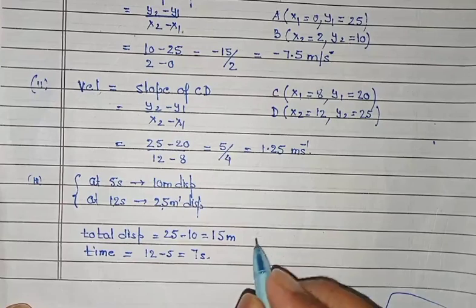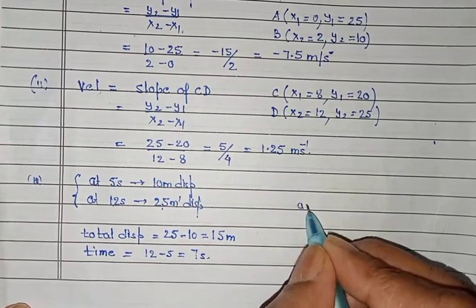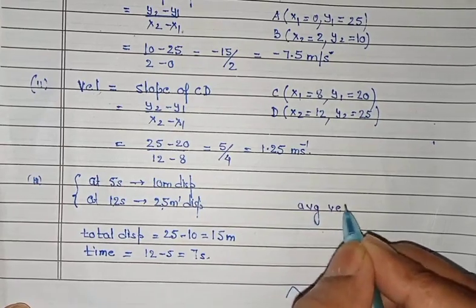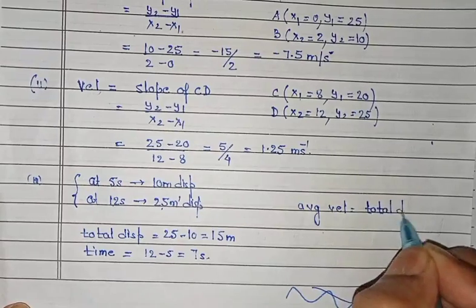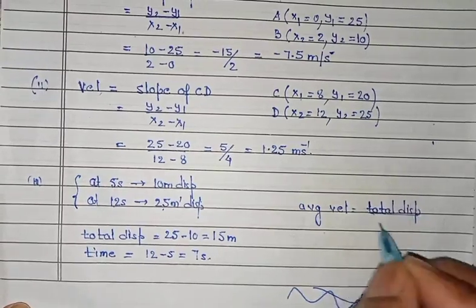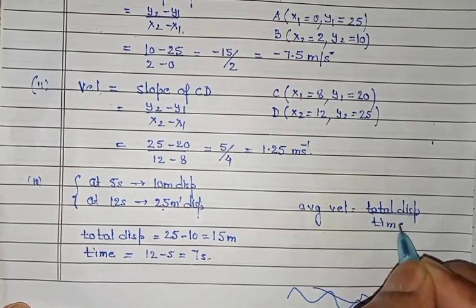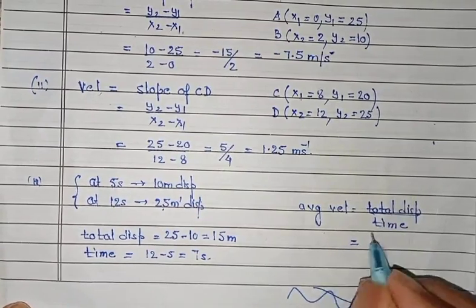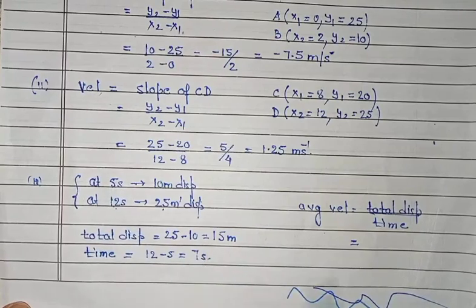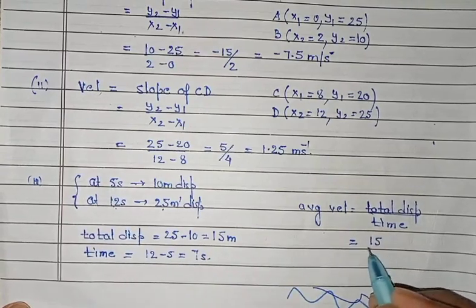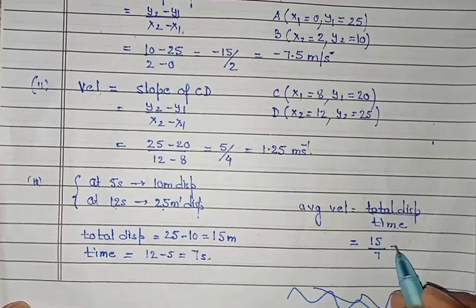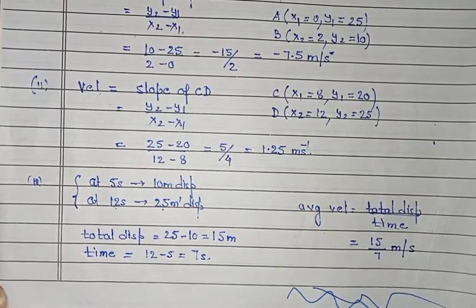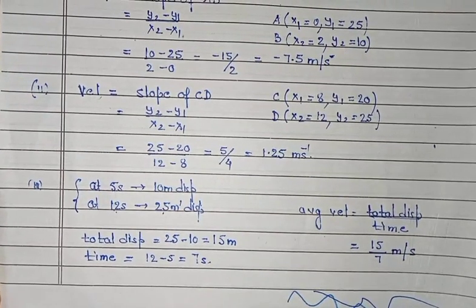So knowing the time interval and the total displacement, we can get the average velocity. It's the total displacement upon time. So total displacement in the interval from 5 to 12 is 15 and the time interval is 7. So this will be the average velocity, 15 by 7 meter per second. This is clear to you?